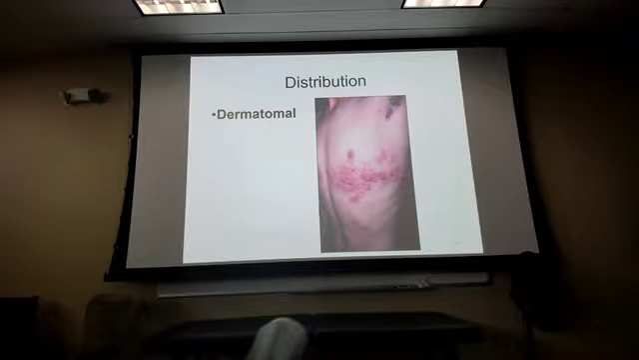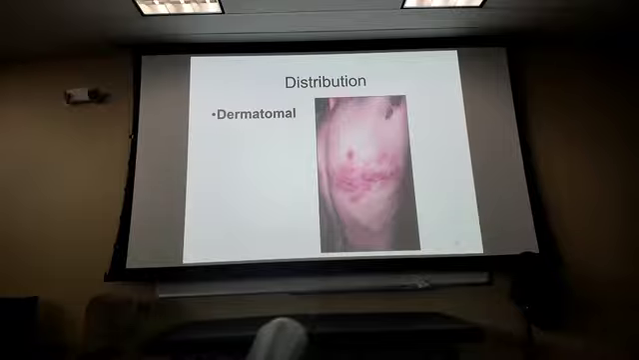Dermatomal, what do y'all think that one is? Shingles, right? Because it's got that one dermatome. Once it gets into that dermatome, and if you treat it and it goes away, it's probably going to return when it wants to have a party.